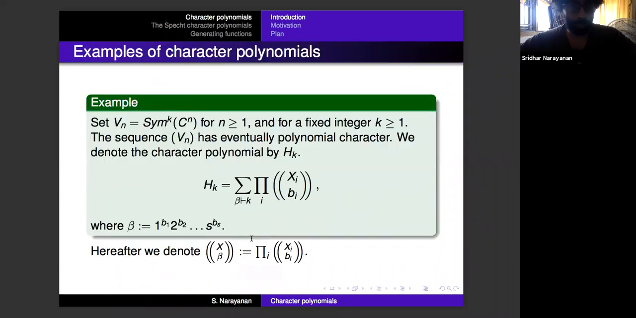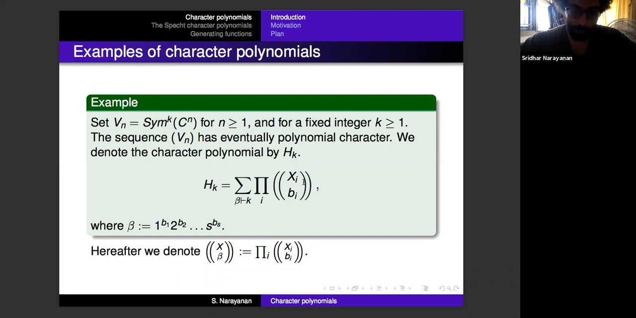Here are a few examples which we will probably need in some time. I want to highlight what techniques we use to calculate the moment, so I just want to introduce these now. Let's look at a generalization of Sym^2, which is Sym^k C^n. We have this character polynomial, which is the product of xi multi-choose bi. This is the number of ways of assembling a multiset of size bi when you have xi elements. You can choose an element multiple times in this. That's what the multichoose means.